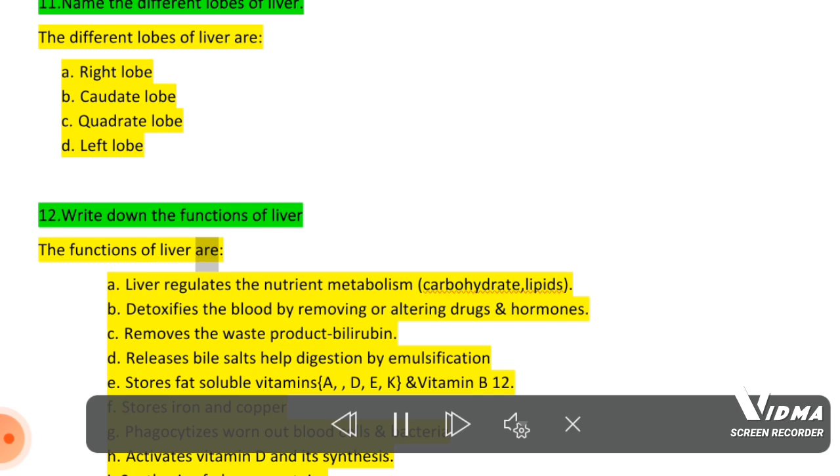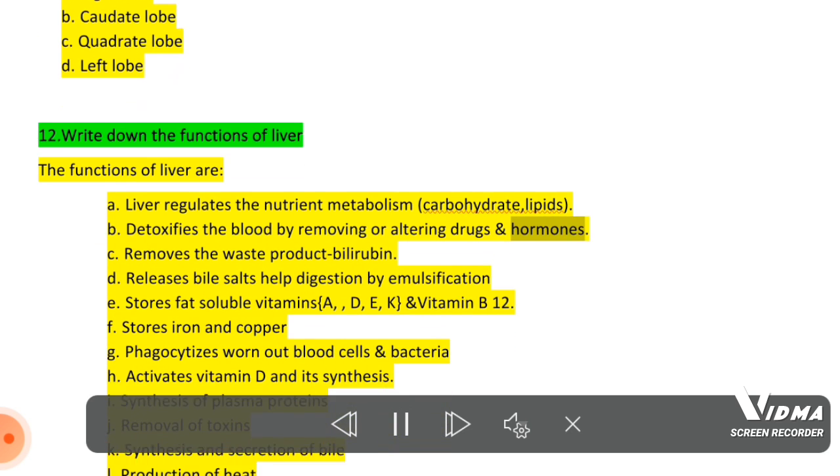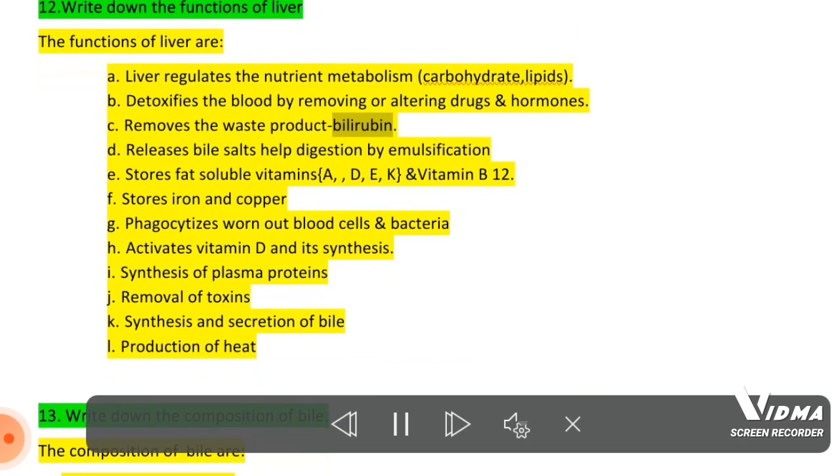The functions of the liver are: the liver regulates nutrient metabolism, carbohydrates, lipids. Detoxifies the blood by removing or altering drugs and hormones. Removes the waste product bilirubin. Releases bile salts, which help digestion by emulsification. Stores fat-soluble vitamins A, D, E, K, and vitamin B12. Stores iron and copper. Phagocytizes worn-out blood cells and bacteria.